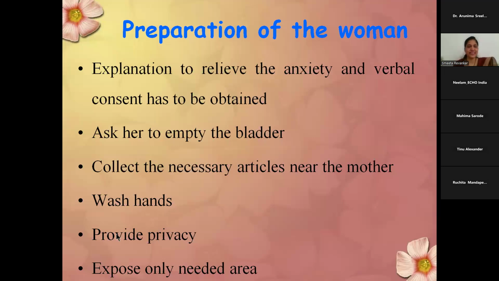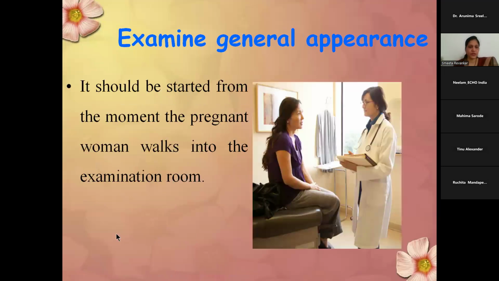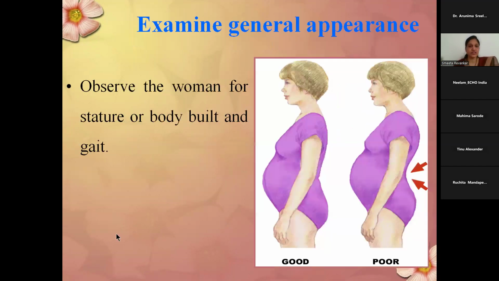Expose only the needed area. Examine for the general appearance. It should start from the moment the woman walks into the examination room, because you can understand her gait by that. So you have to examine her from the moment she is entering the examination room. Then observe the woman for her stature and body build as well as the gait.